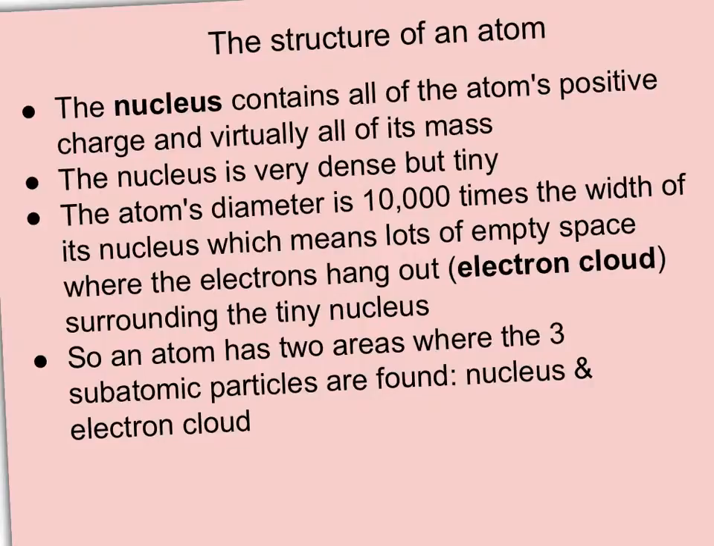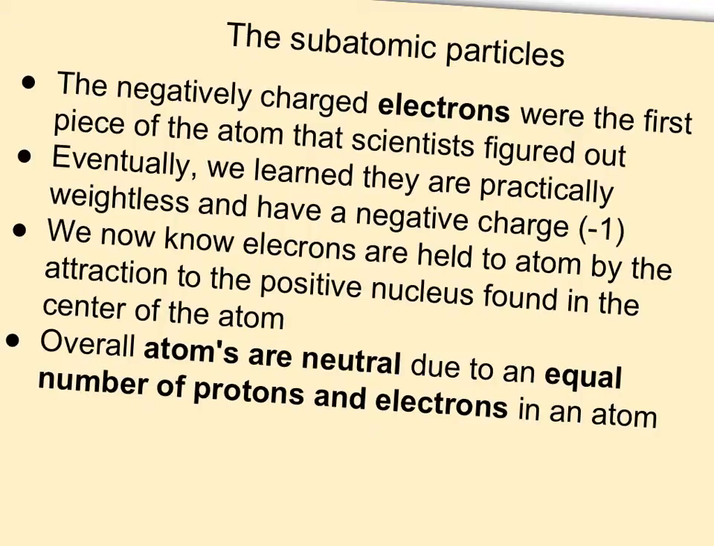So there's really two areas where the three subatomic particles are found. There's the tiny, dense nucleus in the center, and then this ginormous electron cloud that is mostly empty space. So the subatomic particles are the proton, the neutron, and the electron.